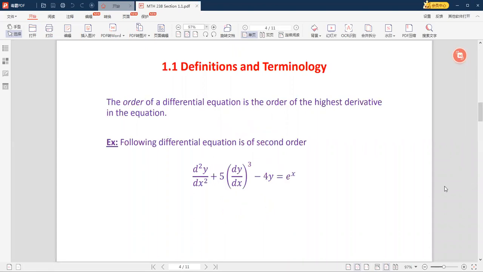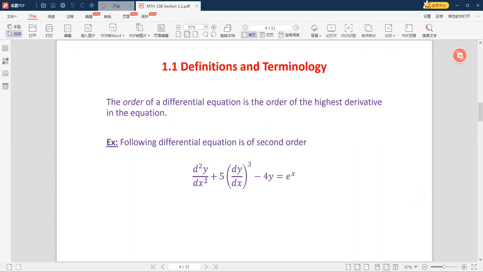Okay. The next thing is the order of a differential equation. So what's the order of a differential equation? It is the order of the highest derivative in the equation. What it means is the highest derivative. Okay, so for example, the following differential equation is of second order.